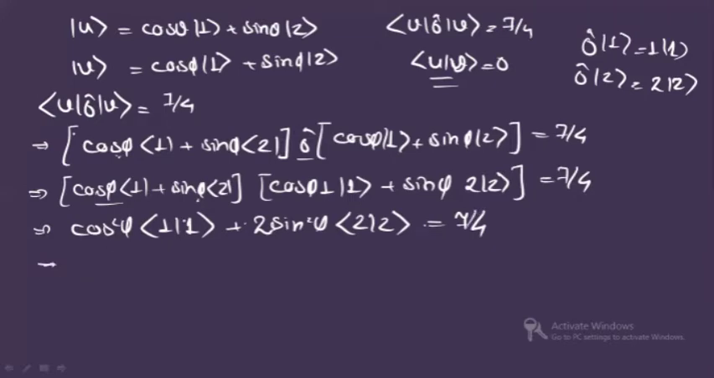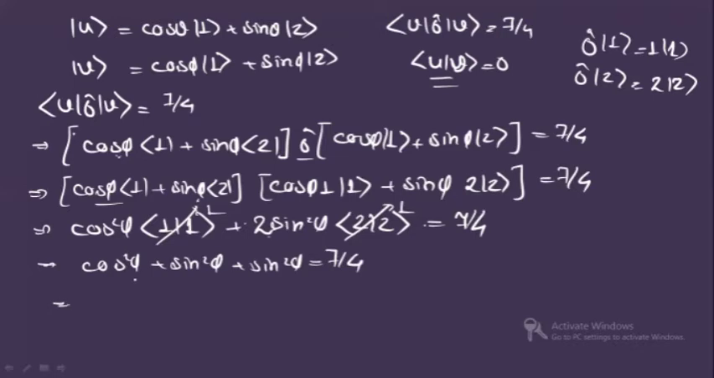Now you see, this is one normalization condition, and you will have cos square phi plus 2 sine square phi. So you will write cos square phi plus sine square phi plus sine square phi. I am writing 2 sine square phi in this form. It is equal to 7 by 4. So finally this cos square phi plus sine square phi will be 1. And you can write sine square phi is equal to 7 by 4. Taking this 1 to the other side, it will be minus 1. So ultimately you will have 3 by 4.